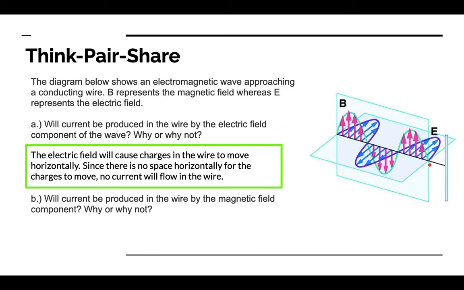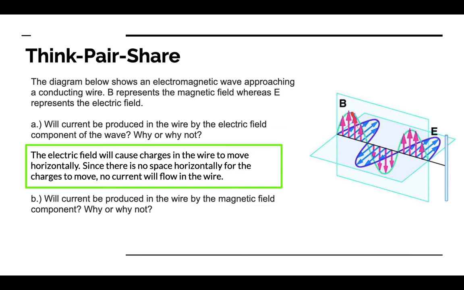Now B, will current be produced in the wire by the magnetic field component? Why or why not? Our magnetic field is oriented in the vertical direction. However, the difference here is that a magnetic field does not interact with the wire the same way the electric field does. The magnetic field is not just going to push up and down on our charges. Rather, the magnetic field interacts with the wire based on Faraday's law. Specifically, the magnetic field needs to be passing through a closed loop of wire in order to induce a current in the wire.